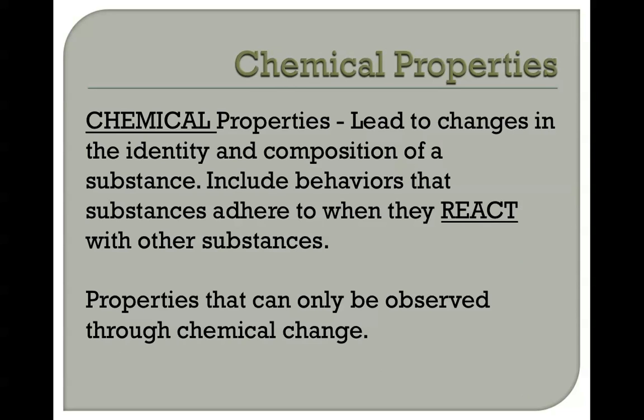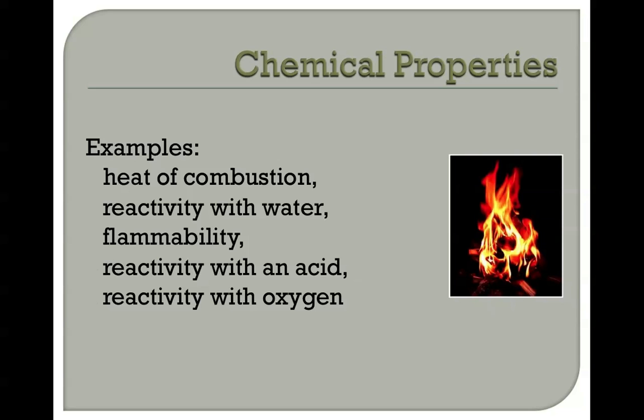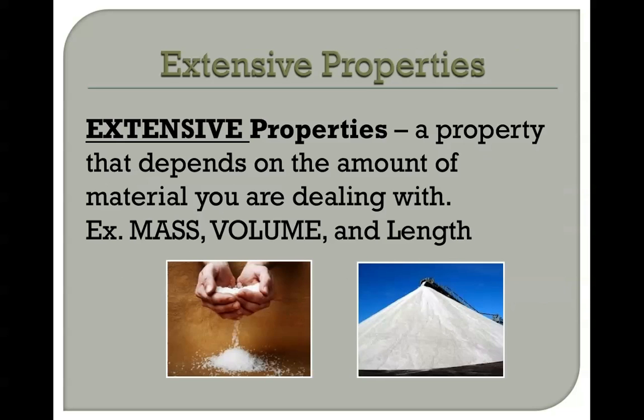Chemical properties, unlike physical properties, actually do change the identity and composition of the substance. These basically are focused on how substances react with other substances, so those behaviors that they're going to go through. So these properties can actually only be observed through the actual chemical change. So we might talk about a substance's flammability or how reactive it is with water and acid or oxygen. These are all various types of chemical properties which we can then observe through a chemical change.